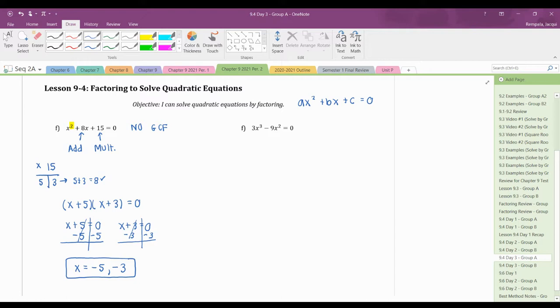All right, if I take a look at the next one, 3x to the third minus 9x squared equals 0. Once again, it's set up to equal 0, so to factor, we look for our GCF first. Looking at numbers, I notice that 3 is smaller than 9. 9 is 3 times 3. So they definitely have a number in common, and I know that there will be at least a 3 for a GCF. If I start looking at the variables, they both have x's.